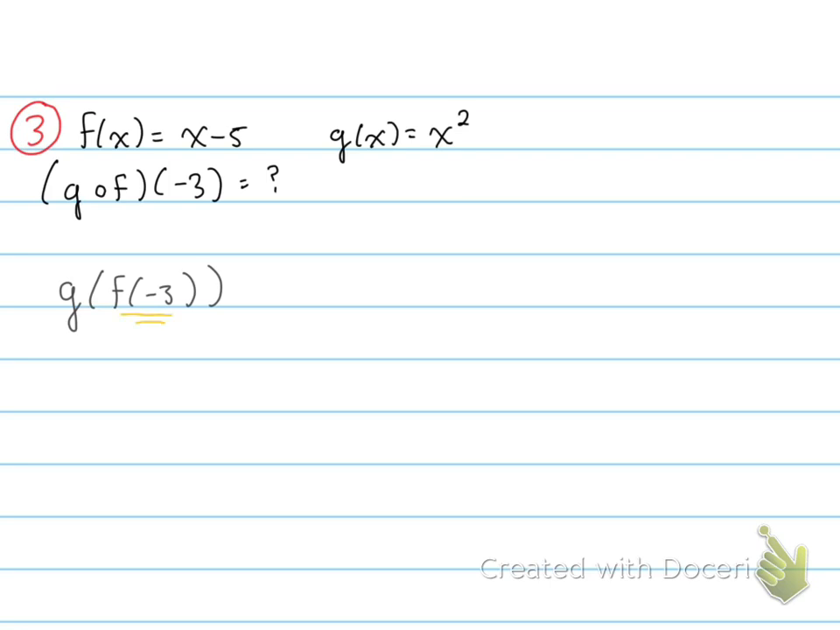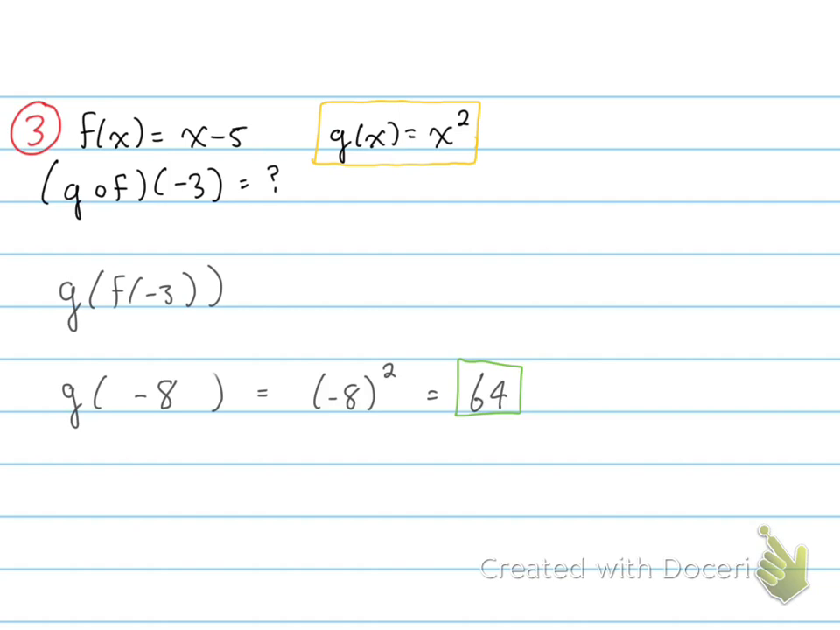Now I'm just going to focus on the inside for now. F of -3, I look at that equation, and I just plug in -3. -3 minus 5 gives me -8. Now, I look at g of x and I solve when I plug in -8. -8 squared gives me 64, and I'm done.